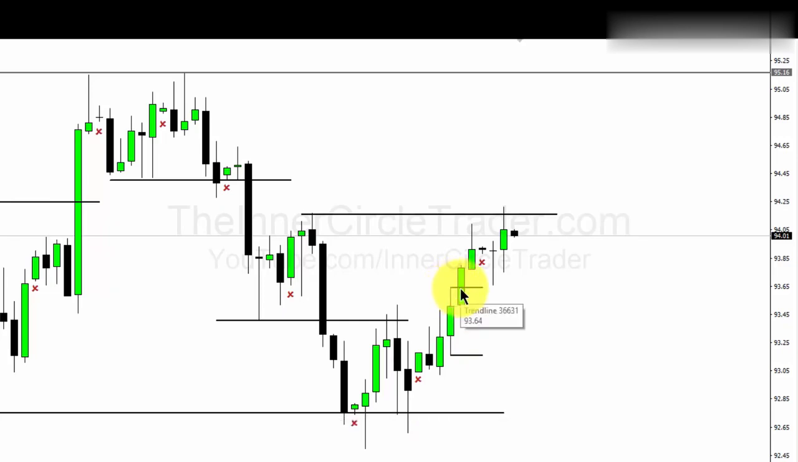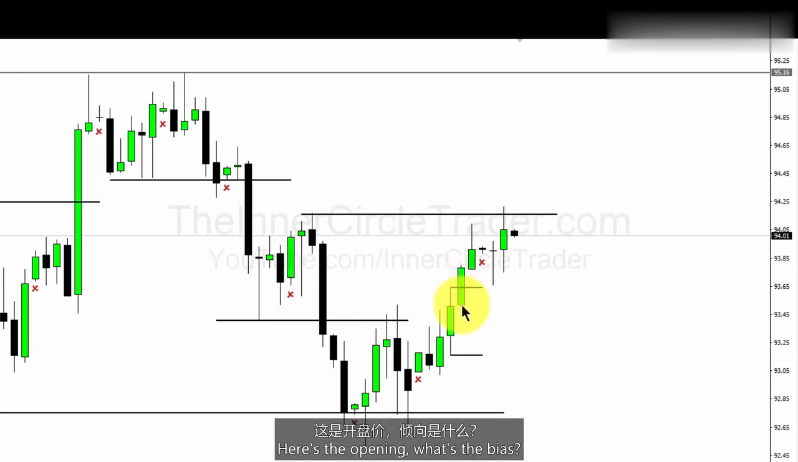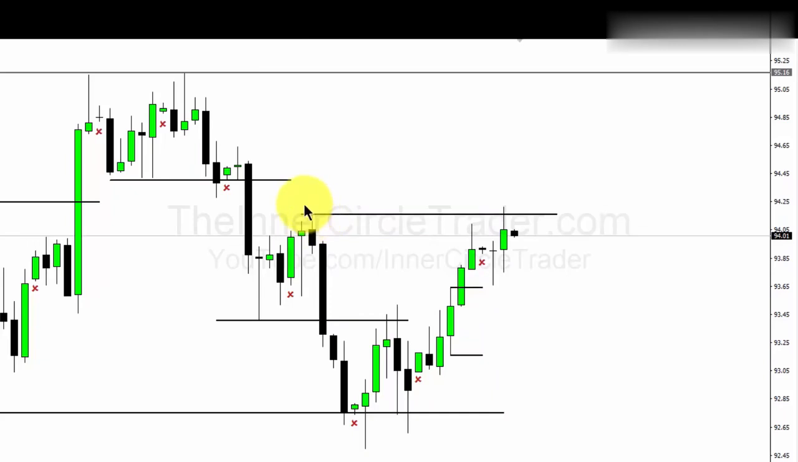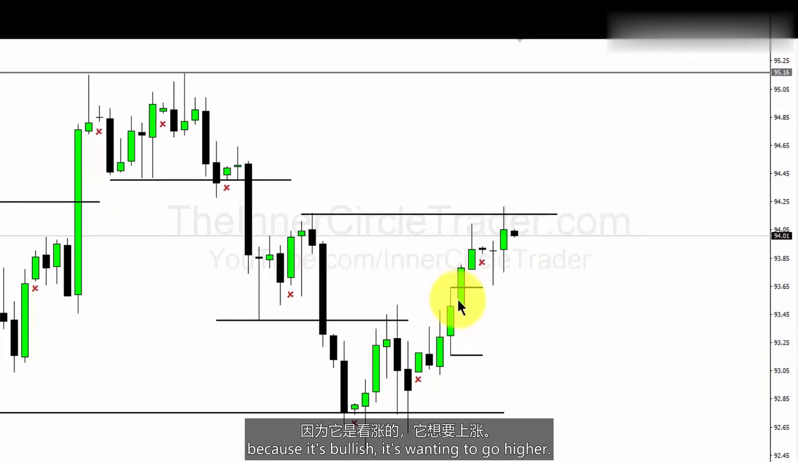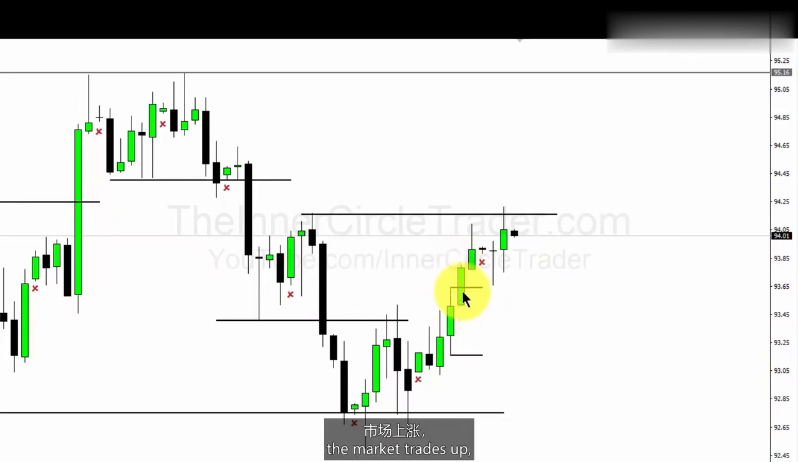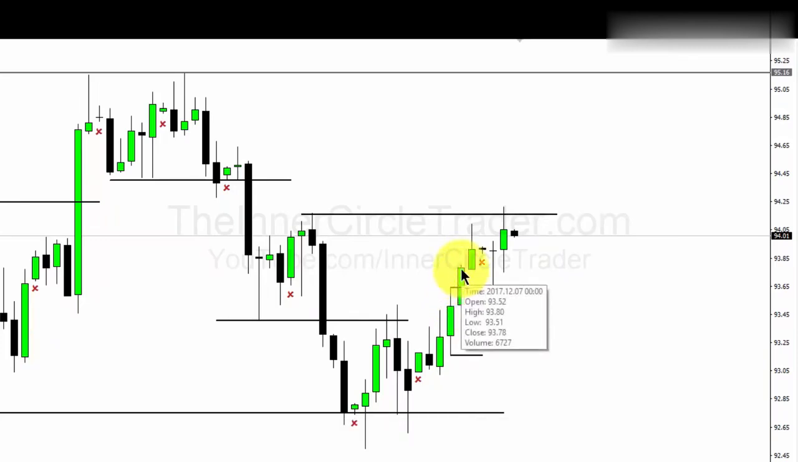So this next day, what's the daily bias? Here's the opening. What's the bias? It's going to want to reach for this high. So where's it wanting to go? Up. So what are we going to focus on? Previous day's low or previous day's high? Previous day's high, because it's bullish. It's wanting to go higher. So the market trades up, creates an up close day. Then we take the same thing and apply it to the new day.